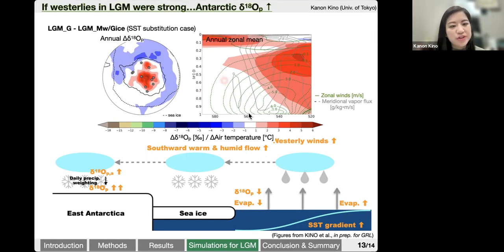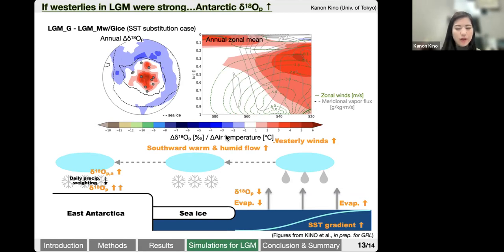So this top right figure shows the annual zonal mean of the atmosphere in the model coordinates. So here is the surface. The red color indicates atmospheric warming in low latitudes, but over Antarctica we cannot see surface temperature changes. But still, the air intrusion from low latitudes to Antarctica is shown by the green dashed contours. That contains lots of heavy waters, resulting in increased precipitation over Antarctica.